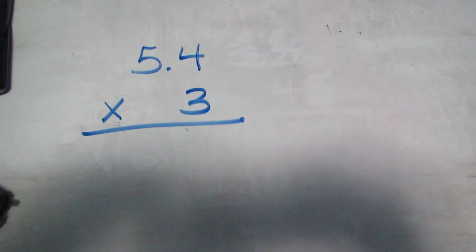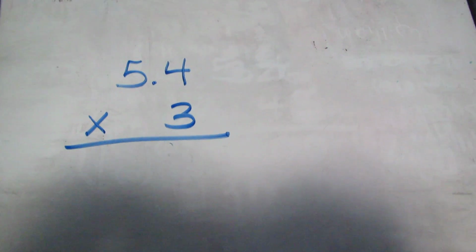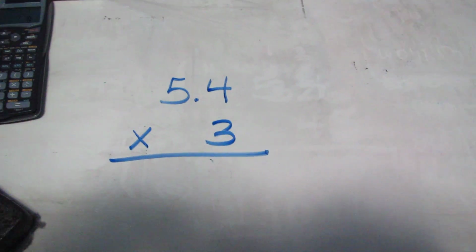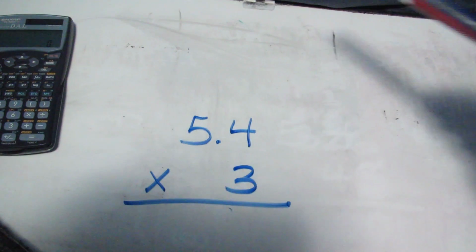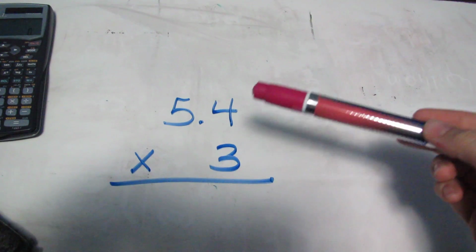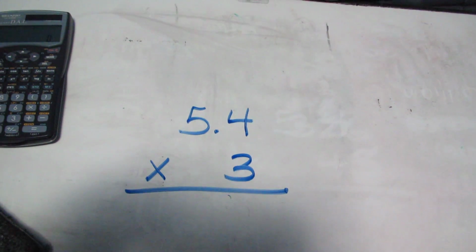This video is called Multiplying a Decimal Tenth by a Whole Number. So what we have here is 5 4/10 times 3.